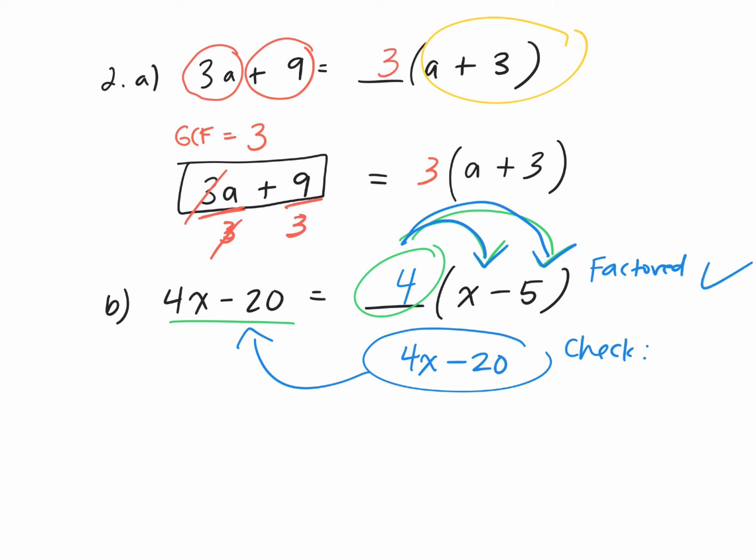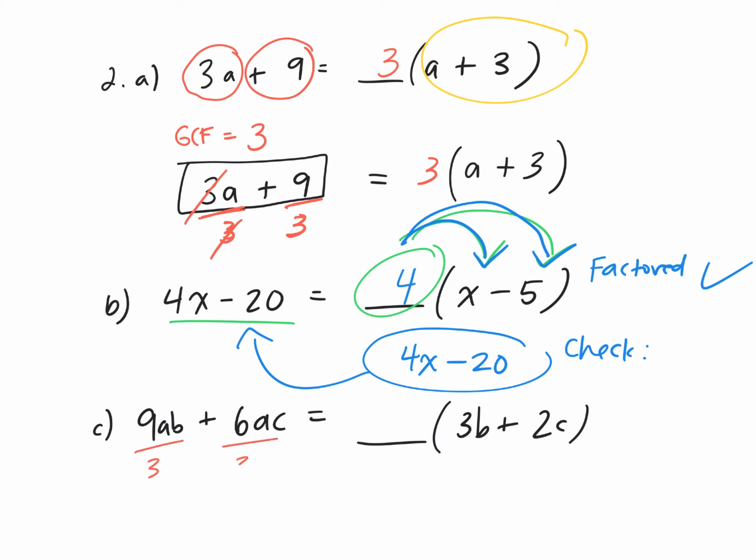Okay? Do C on your own. Both of these are divisible by 3. Do they have a variable in common? This one has an a and this one has an a. So the greatest common factor is 3a. If you're not sure, check your answer. Go back and expand it.